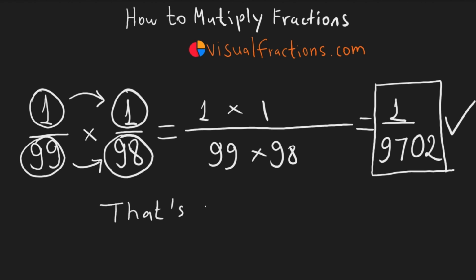And that's it. You've successfully learned how to multiply 1/99th by 1/98th. It's as straightforward as that.